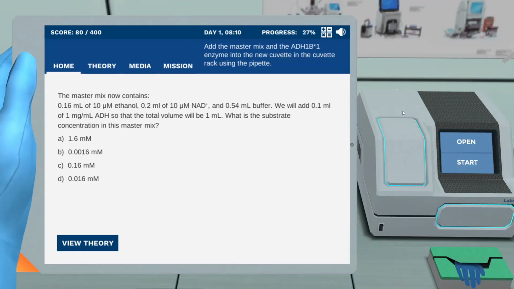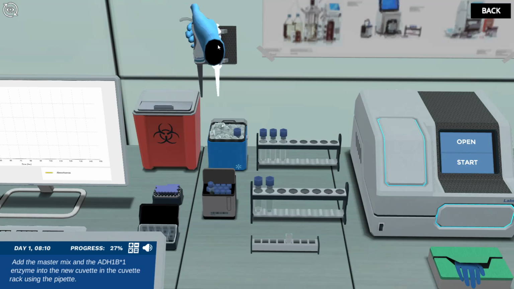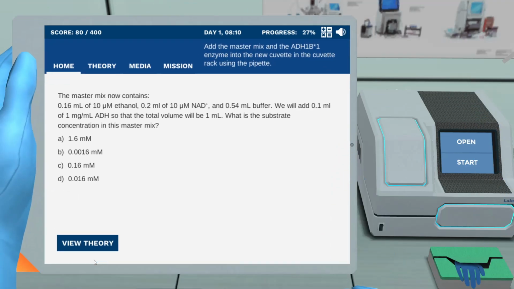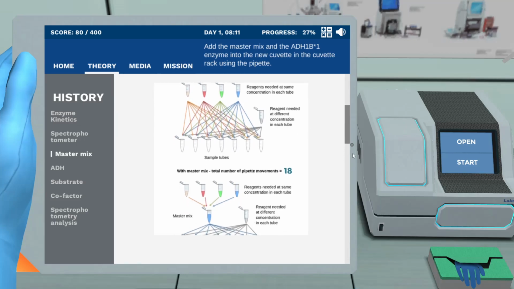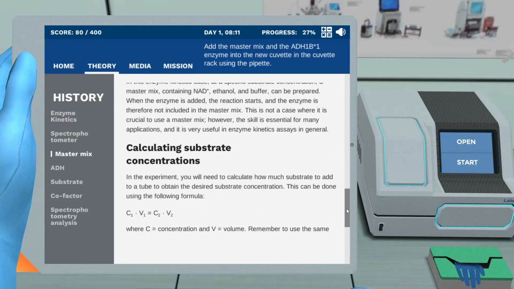The master mix now contains 0.16 ml of 10 micromole ethanol, 0.2 ml of 10 micromole NAD+, and 0.54 ml buffer. We will add 0.1 ml of 1 mg/ml ADH so that the total volume will be 1 ml. What is the substrate concentration in this master mix?